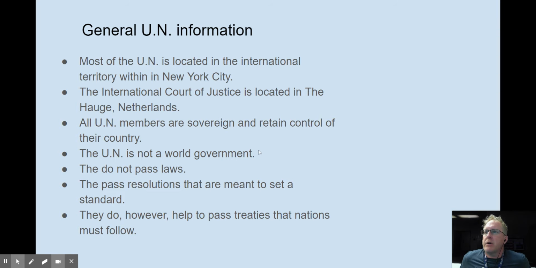Again, all members are sovereign and can retain control of their country. The UN is not a world government. I can't stress that enough. It is not a world government. They do not pass laws. What they do is they pass resolutions that are meant to set a standard.